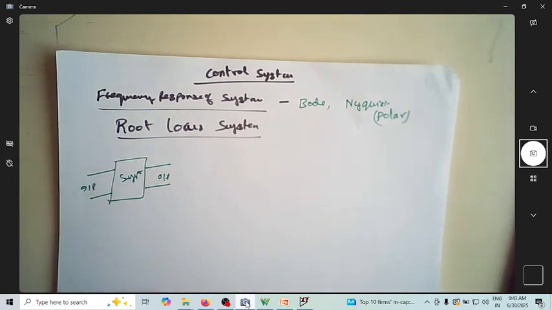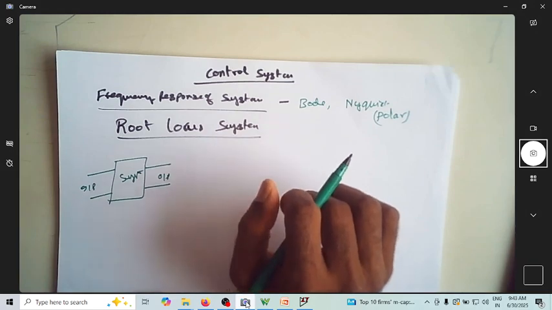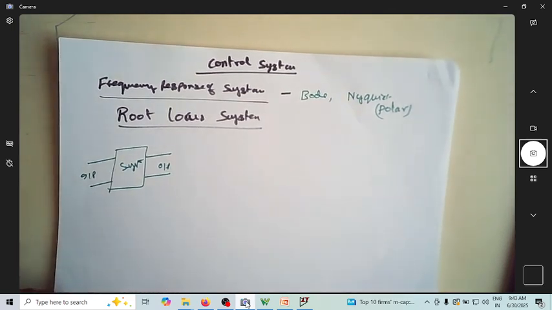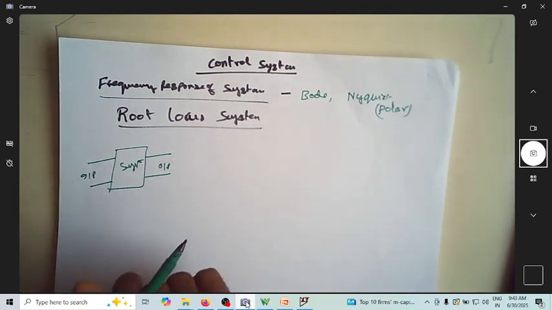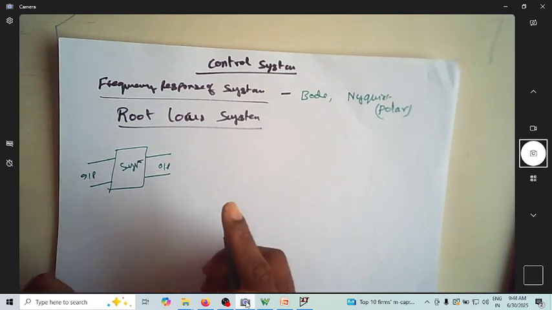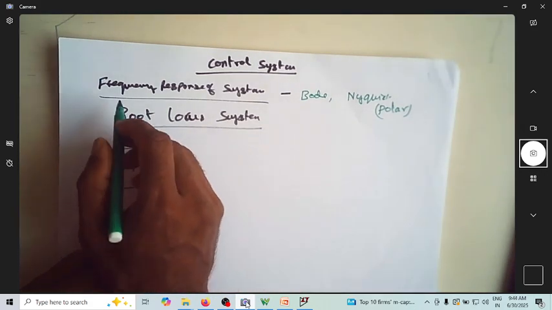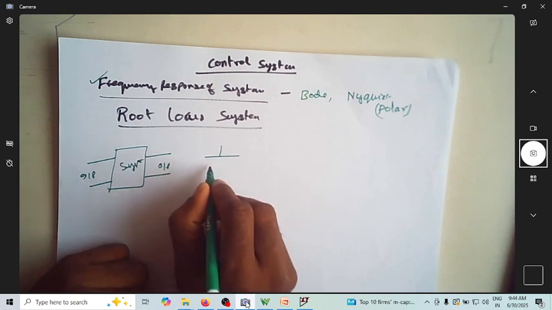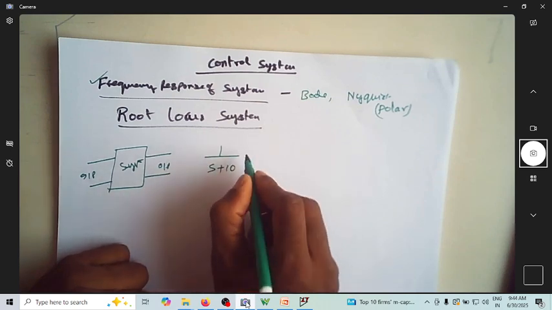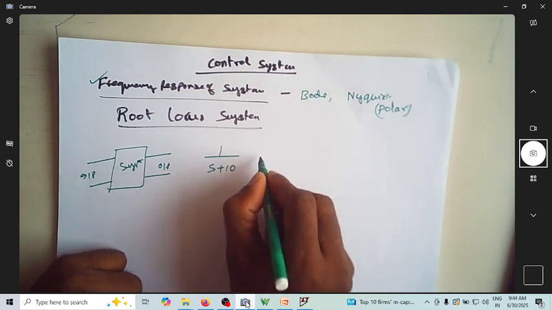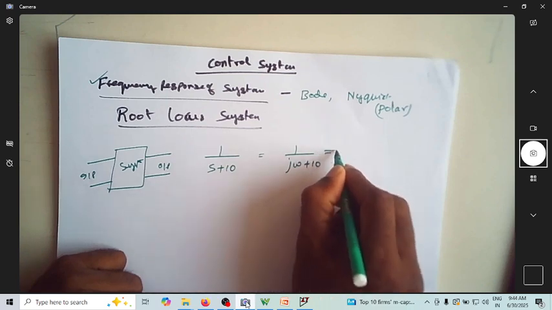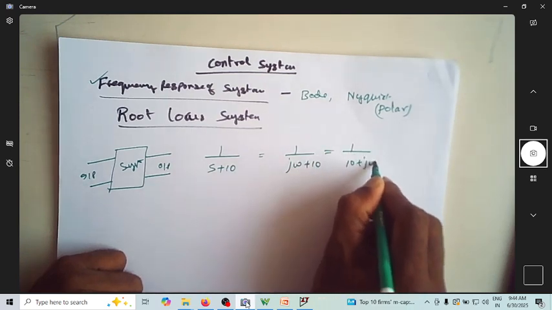Before we go into the relative stability of those things, let us look at how we write the magnitude and phase of different poles and zeros at different points, because that is what frequency response is all about. If I have a pole at 10, we always replace s by j omega. So this is j omega plus 10, and the term can be written as 1 over 10 plus j omega.